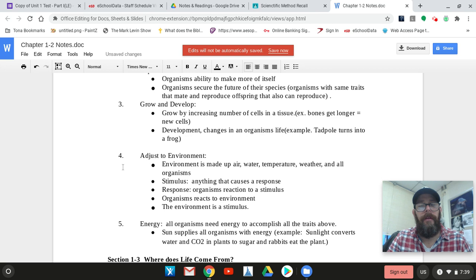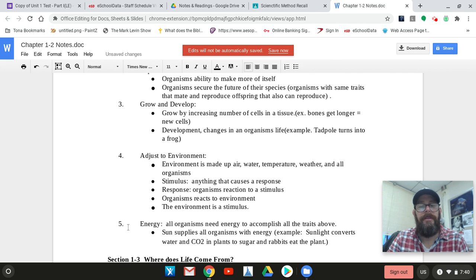Next, the 4th life trait: adjusts to its environment. An organism will adjust to its environment. How does it do that? Well, the environment is made up of air, water, temperature, weather, and all organisms. So that's your environment. Well, how does it adjust? There could be a stimulus, anything that causes a response, like a sound. Response is the organism's reaction to the stimulus. Remember, we talked about the dog barking or the tail wagging. The organism then reacts to its environment, so it's adjusting to it. The environment is a stimulus, most usually.